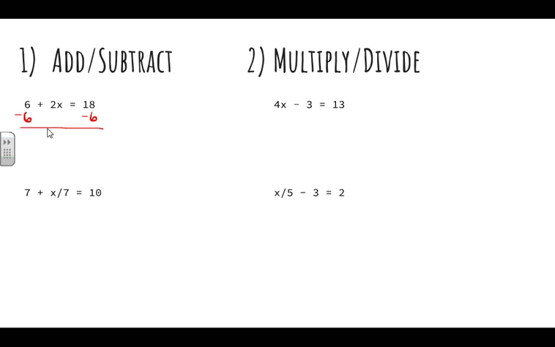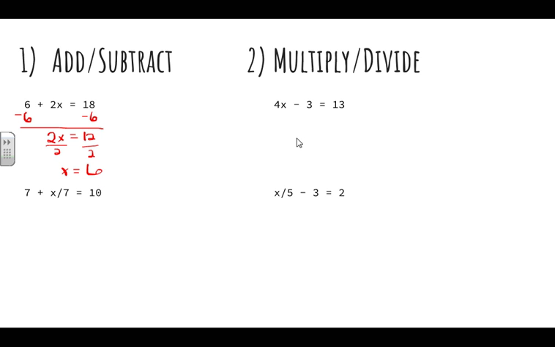6 minus 6 is 0, so over here you're just left with 2x. So we write 2x equals 18 minus 6 is 12. So we've got 2x equals 12. In order to solve this, we're going to divide by 2. And after we do that, we find that x equals 6.